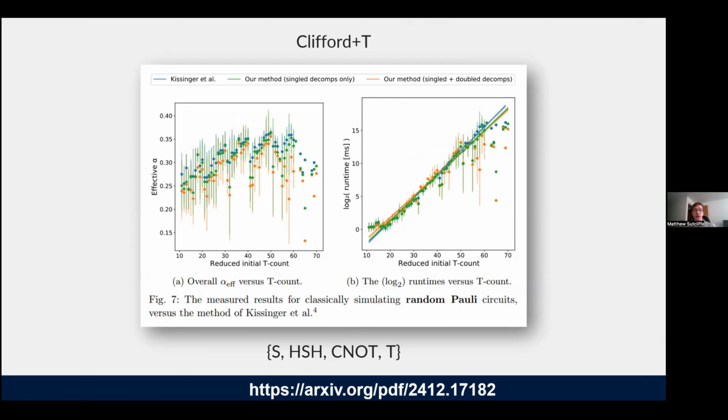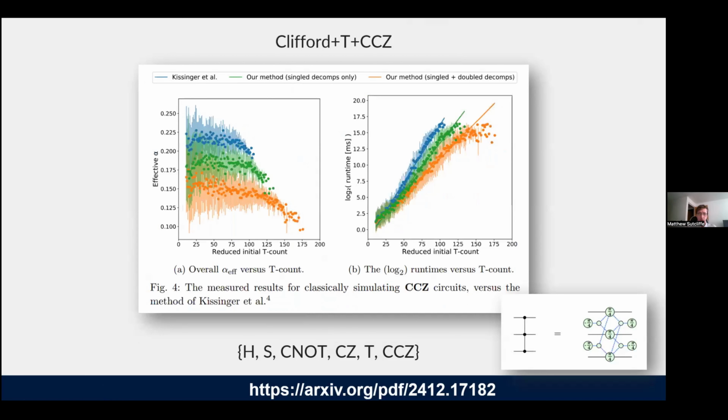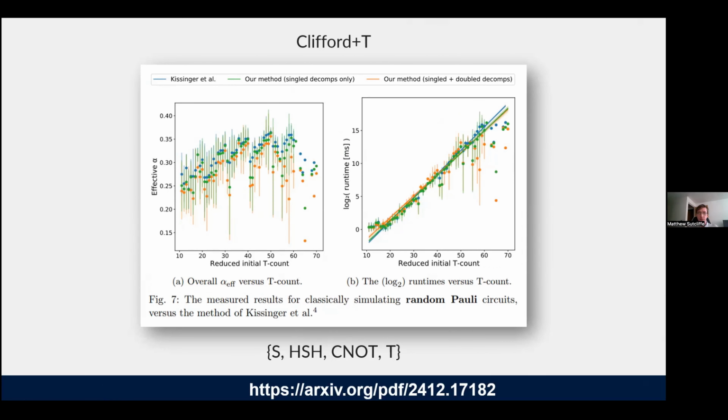And what we find here, so blue is the existing method of Kissinger et al. and green is our method. We're only using the single decompositions, and then orange is using all four of the decompositions. On fully random graphs, it basically makes no difference. You can maybe see a slight marginal difference to the runtime, but really it had no effect at all. So we just write that off. But these are fully random.